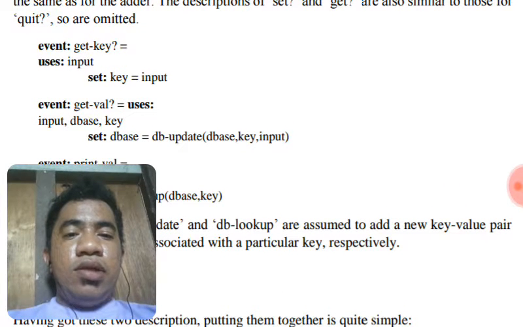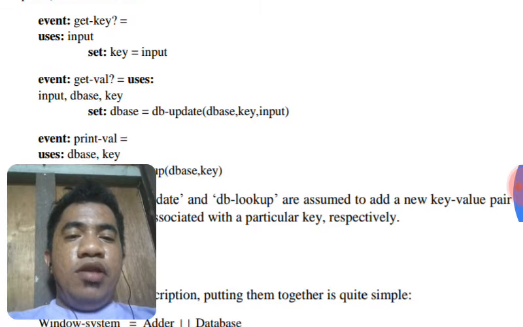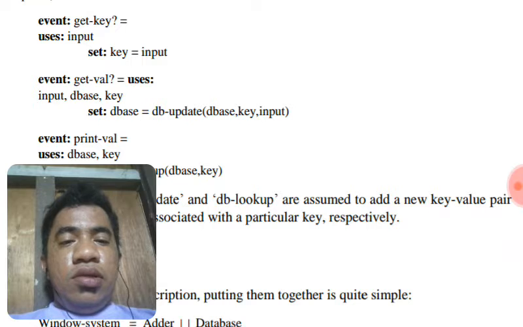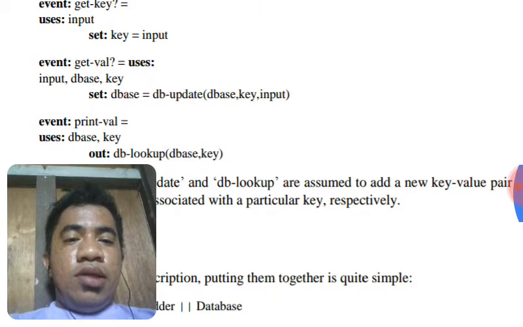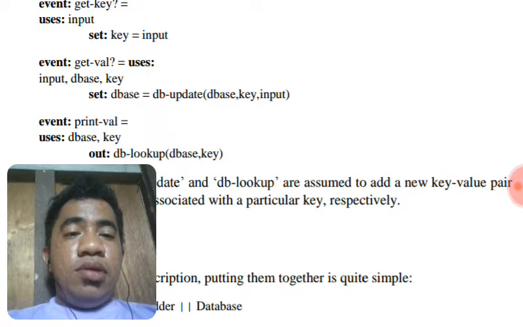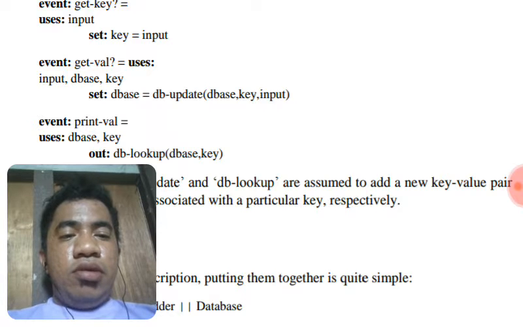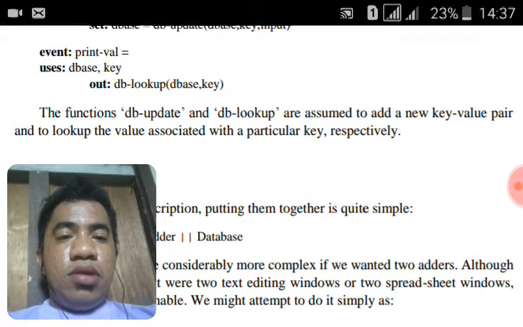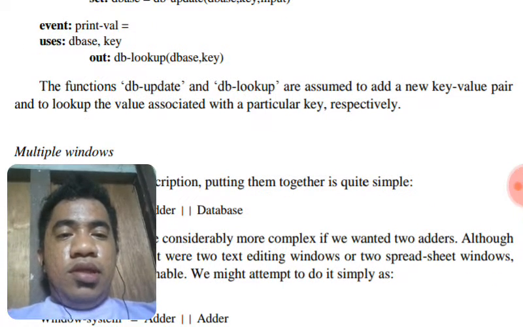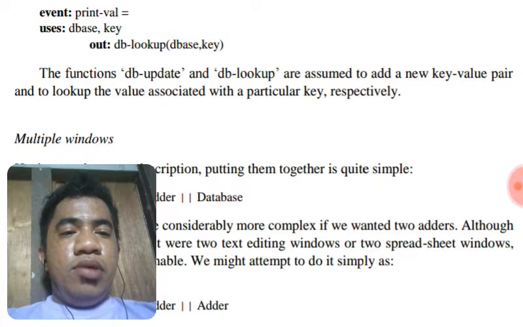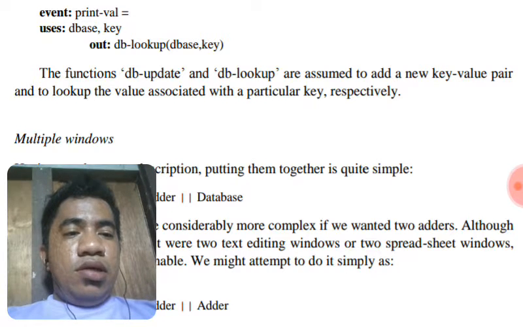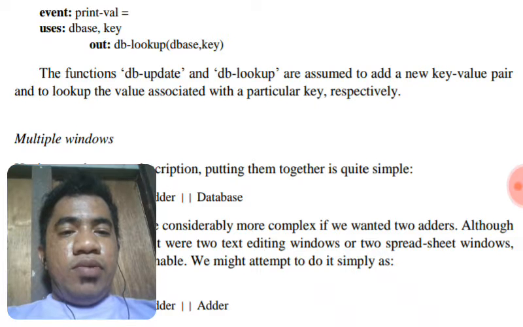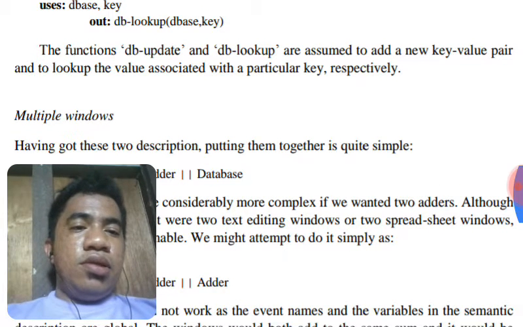Event get key equals user input, set key equals input. Event get file equals uses input database key. Set database equals database.db update. The database key input. Event print file equals uses database key out db lookup database key. The functions db update and db lookup are assumed to add a new key value pair and to look up the value associated with the particular key respectively.